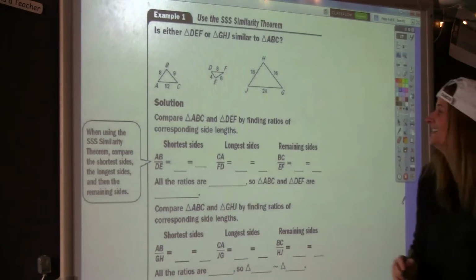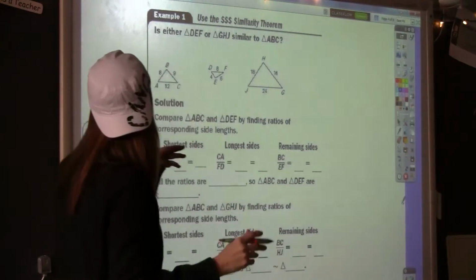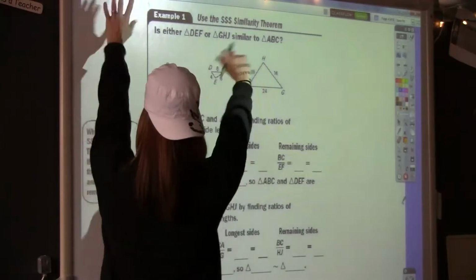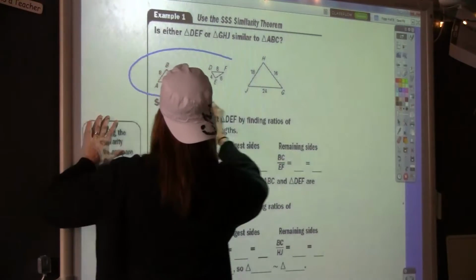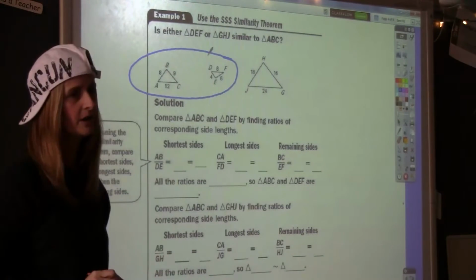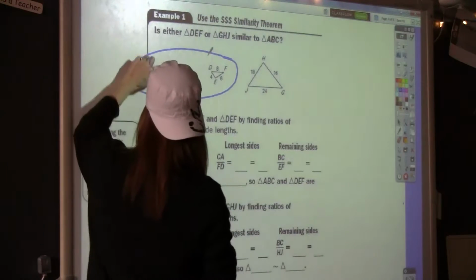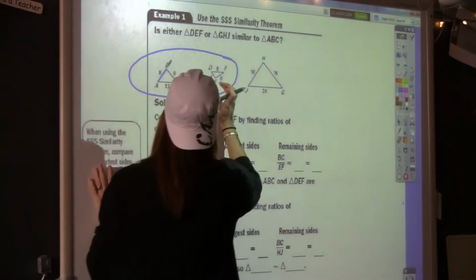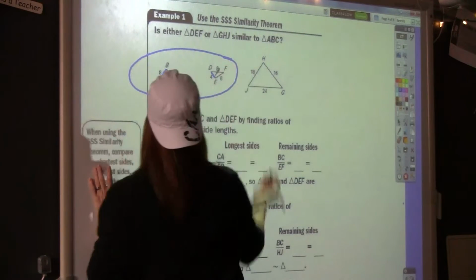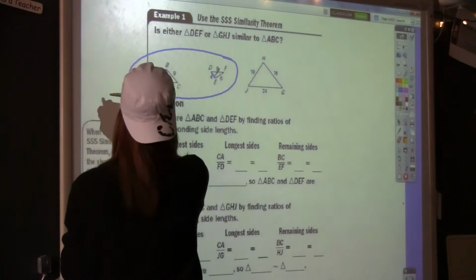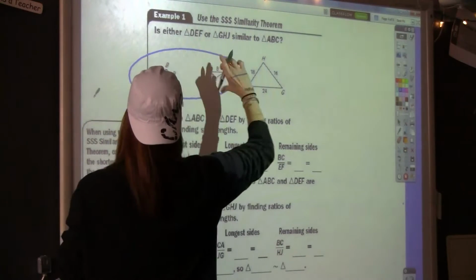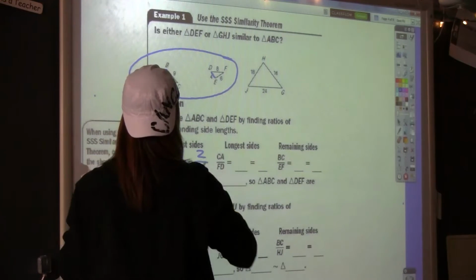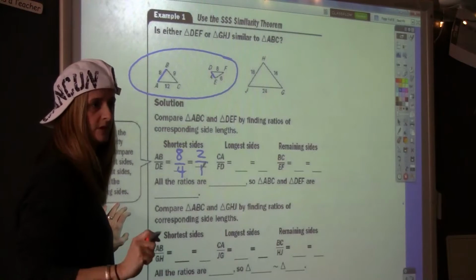All right, so let's try to figure out which two of these triangles are similar. We start with ABC and DEF. The shortest side in this triangle is 8, and the sides are 8, 9, and 12 versus 4, 6, and 8. The shortest side here is 4, so those correspond to each other. AB over DE, when you simplify that, you get 2 to 1. It's a ratio.